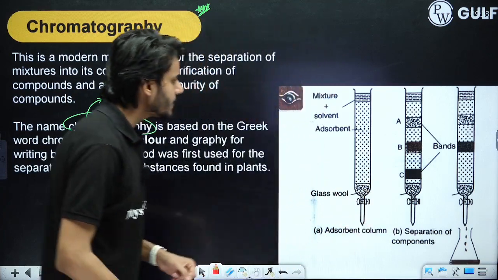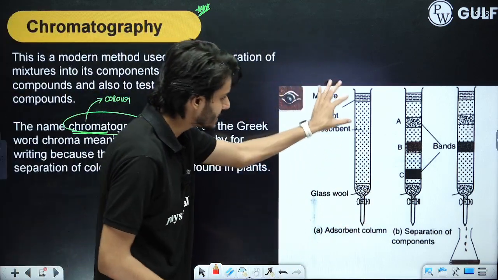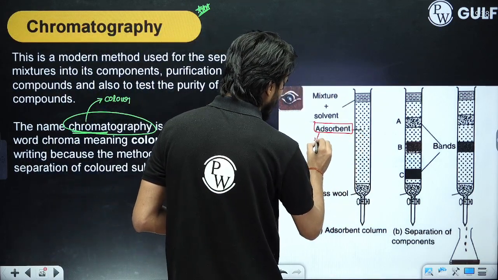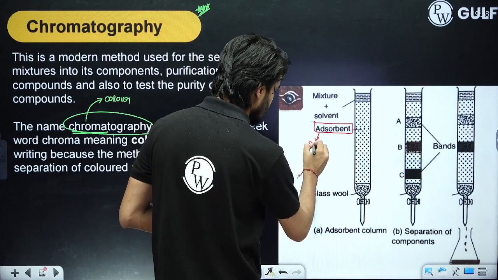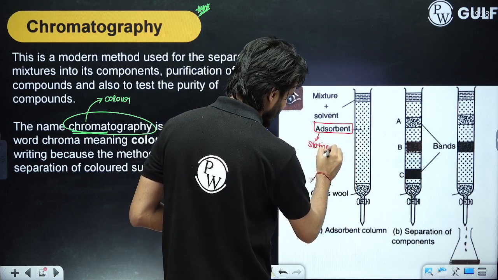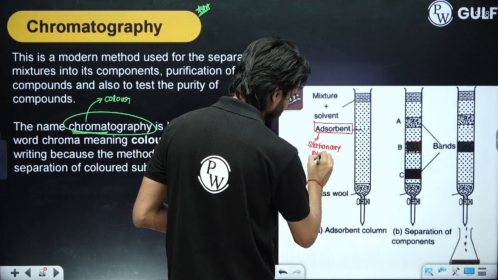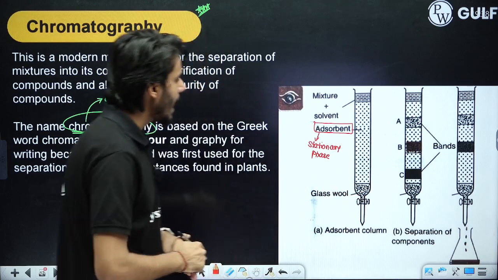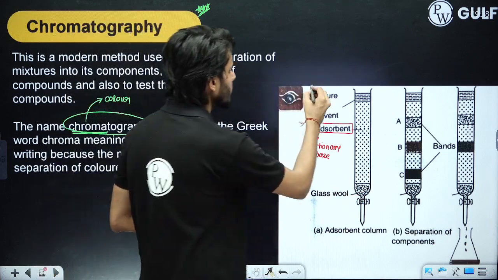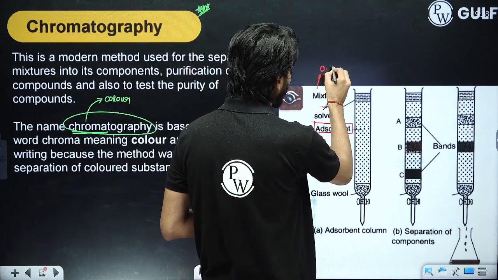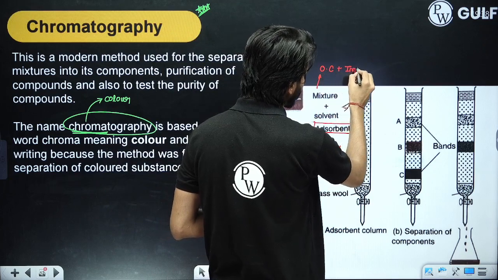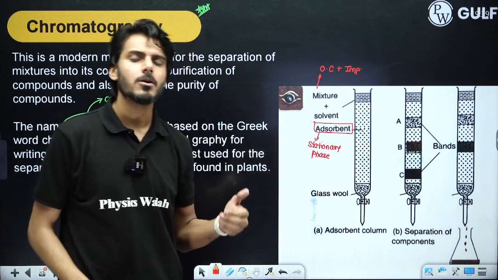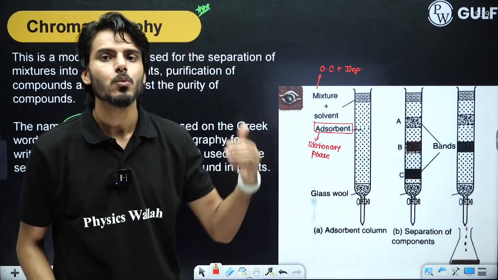In the very first case, you will have a setup like this, where you will have an adsorbent, which we are calling the stationary phase. There is glass wool at the bottom. And you will add the mixture of your organic compound. Or let's say you have impurities along with this organic compound, or you can have two or more organic compounds which are miscible with each other, and you want to purify them.